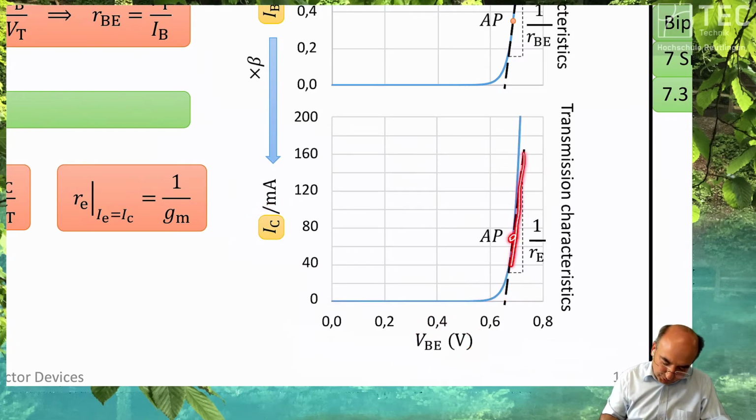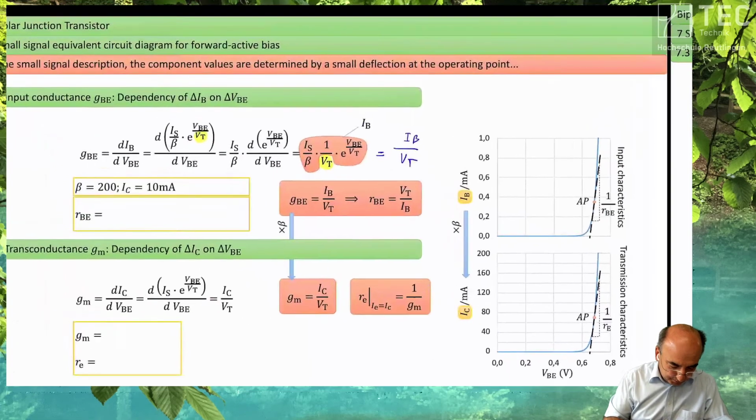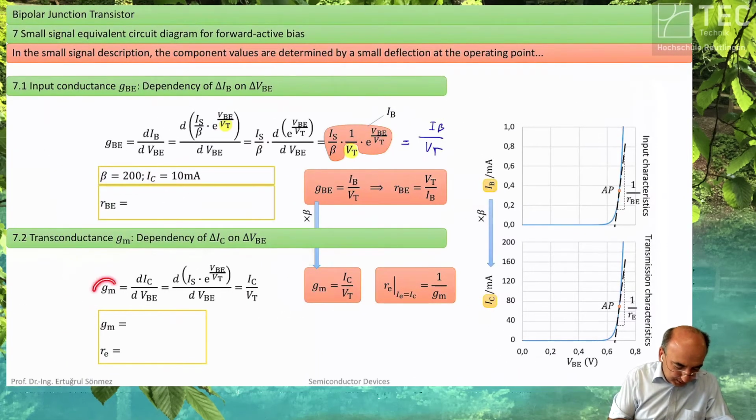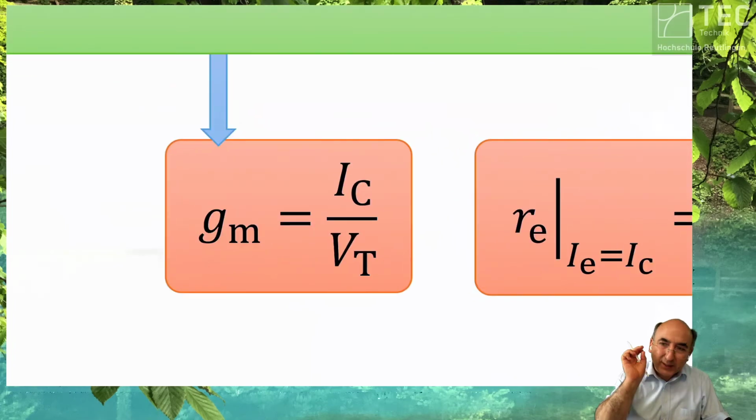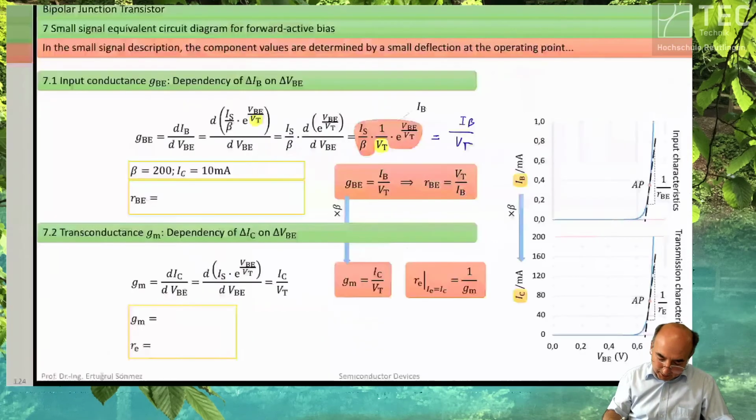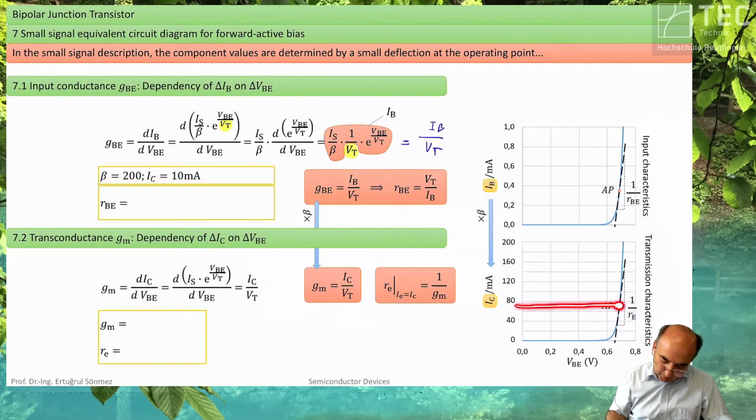And again, you have a certain slope. This slope is the first derivative of the collector current, and the result is the collector current itself divided by Vt. So the transconductance of a transistor is just your operating point's current. So your bias current defines your transconductance. Let's calculate the values.